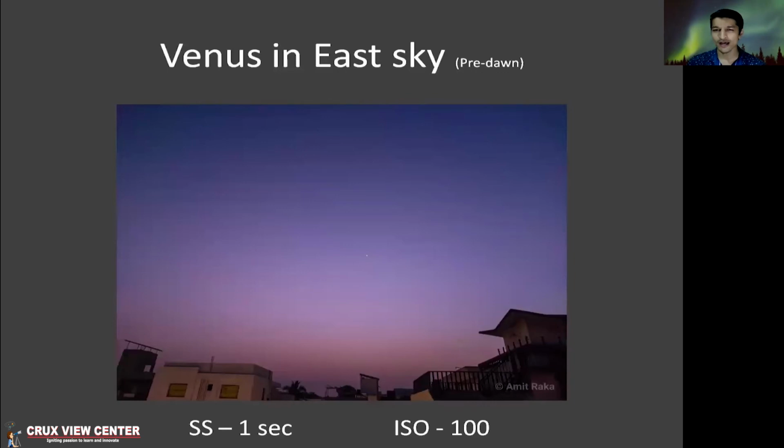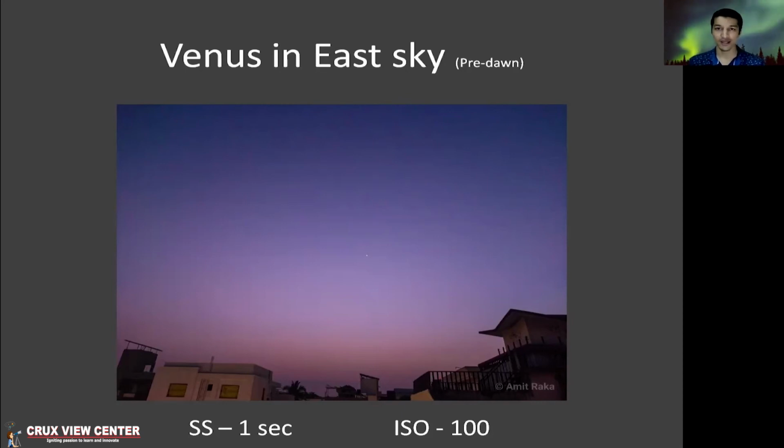Now, this is a pre-dawn hour photograph, wherein you can clearly see there is only one star visible. That is actually the planet Venus. Really very bright, and even in the pre-dawn hours, you can see it very clearly. It was only a 1 second exposure. SS is shutter speed, and sometimes it's also called exposure, but it's okay. Shutter speed is 1 second.